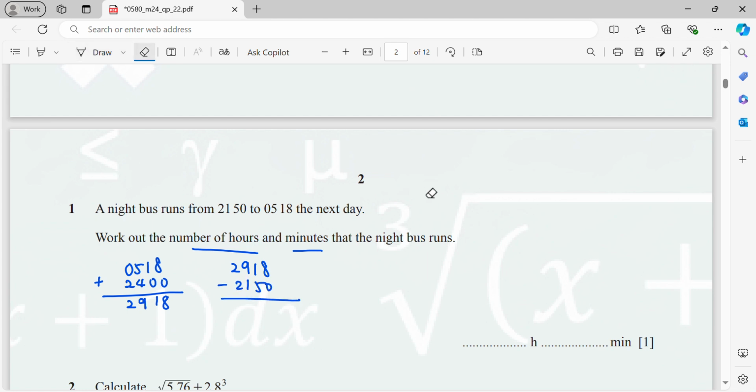We know that 1 hour is 60 minutes, right? 18 cannot minus 50, therefore you borrow 1 hour from 29, this becomes 28. So 60 plus 18 will be 78 minutes. 78 minus 50 is actually 28. Then 28 minus 21 is 7. That means it will be 7 hours and 28 minutes. So that's the solution for question number 1.